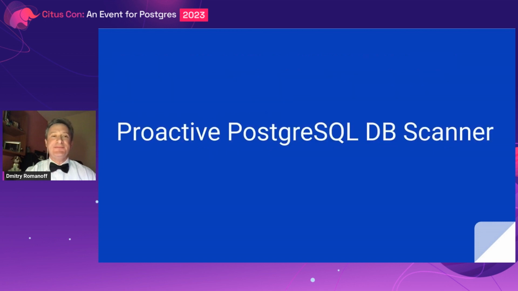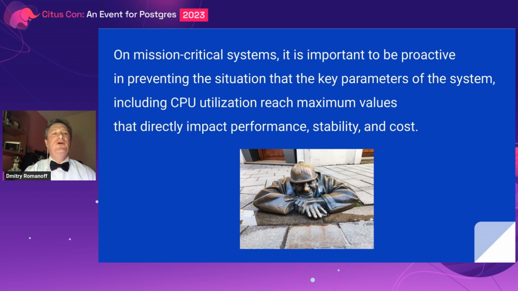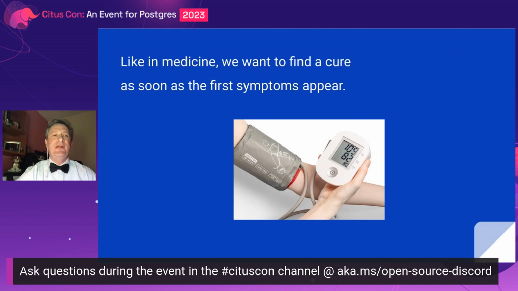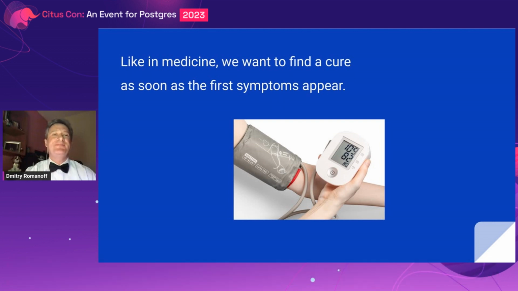Proactive Postgres database scanner. On mission-critical systems, it's important to be proactive in preventing the situation that the key parameters of the system, including CPU utilization, reach maximum values that directly impact performance, stability, and cost. Like in medicine, we want to find a cure as soon as the first symptoms appear.